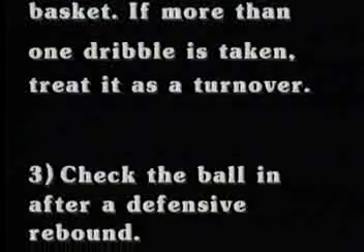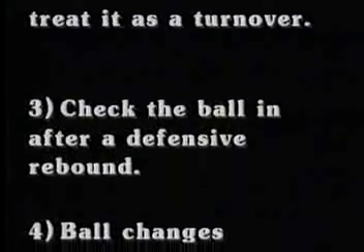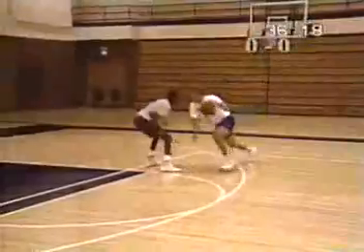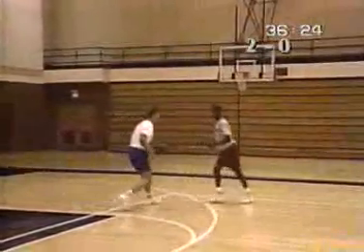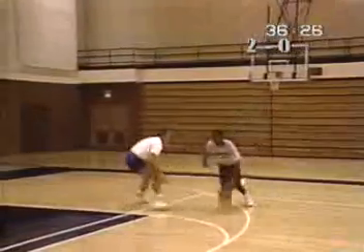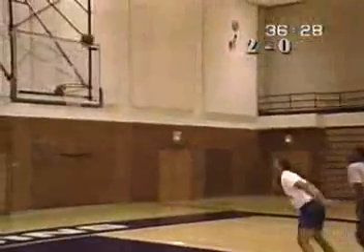Rule number 3, check the ball in after a defensive rebound. 4, ball changes possession after each score. We'll now demonstrate playing a game of one-on-one for you. John is in the white t-shirt and will demonstrate for left-handed players. Andre's in the gray and will demonstrate moves for right-handed players. Try and read the moves that they make as they play one-on-one.